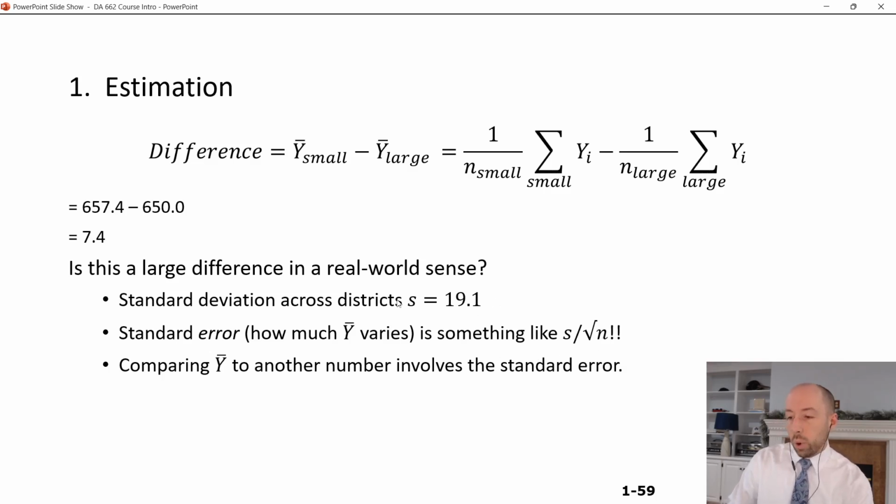So 19.1 tells me how much the data varies, but when I talk about the averages being higher or lower in these samples, I mean the standard deviation of the average relative to its sampling distribution, which means if I could collect many samples, if I could collect this data many times from parallel universes, I'd see different averages. The standard deviation of those would be 19.1 divided by the square root of n.